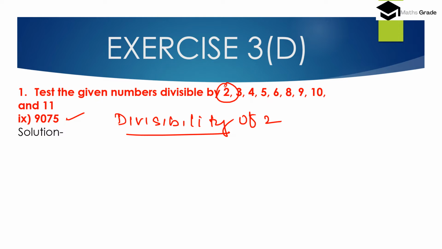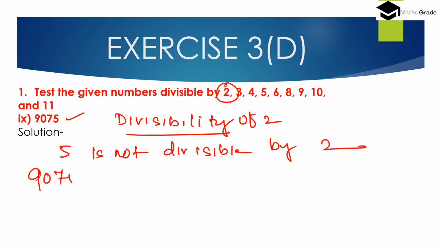We know any number is divisible by 2 if the last digit, that is the unit place digit, is divisible by 2. Here the last digit, that is the unit place digit of 9075, is 5 and 5 is not divisible by 2. So this number 9075 is not divisible by 2.